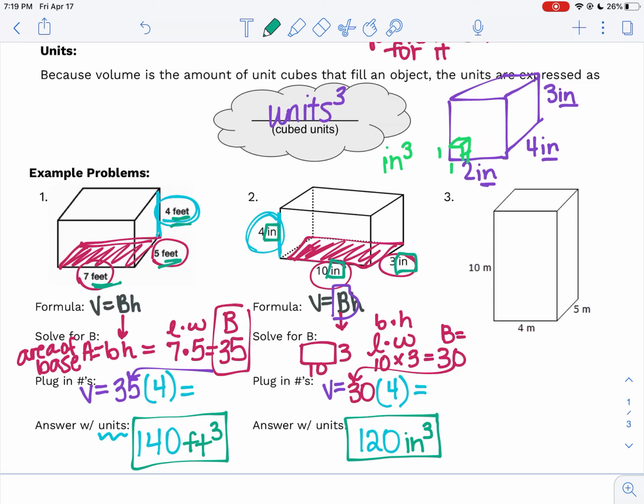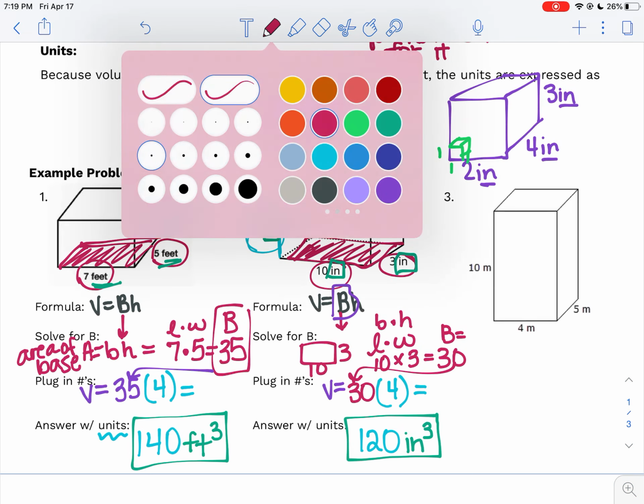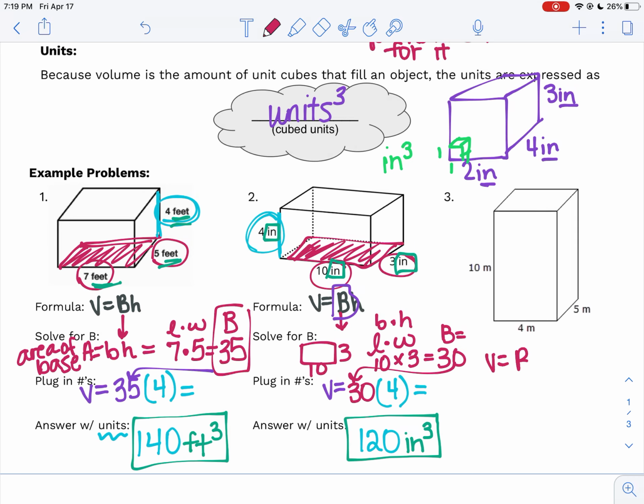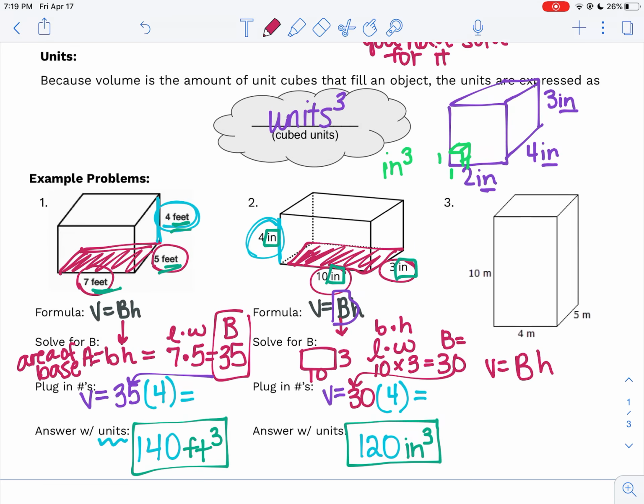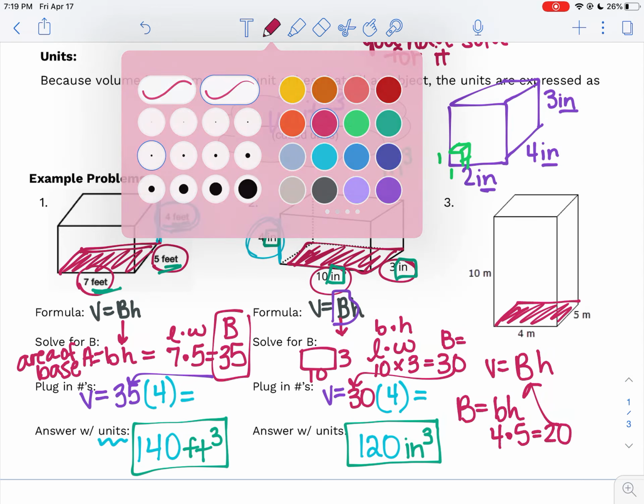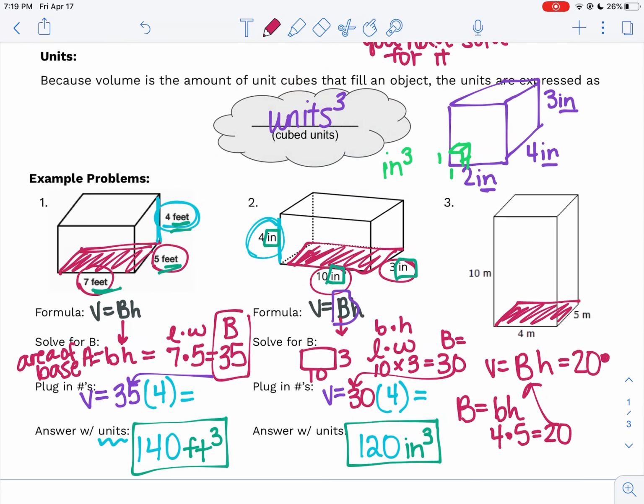Okay, last one. Do it on your own and then check your work. So volume equals big B times H. I'm going to solve for big B first. That's area of the base. So little b times h. My base shape is a 4 by 5 rectangle. So 4 times 5 is 20. Then I can plug that in for B. So now I have B. I can do 20. And then my height is going to be the distance I have not used yet, which is 10, equals 200 meters cubed.